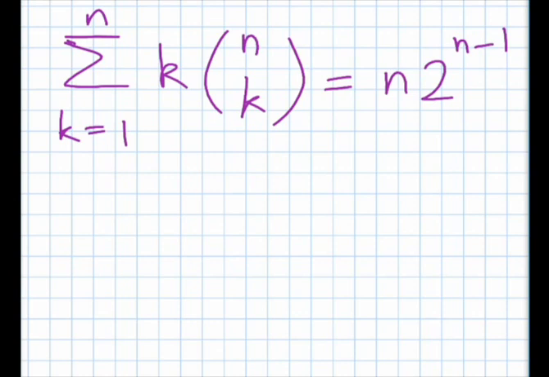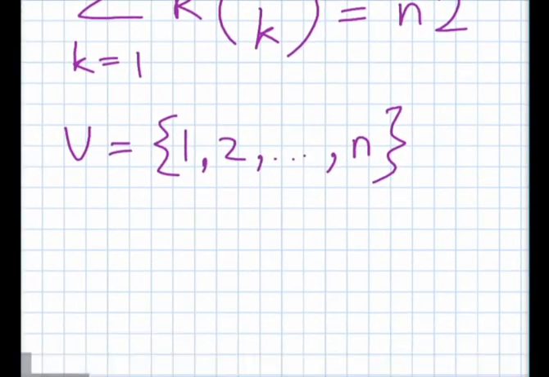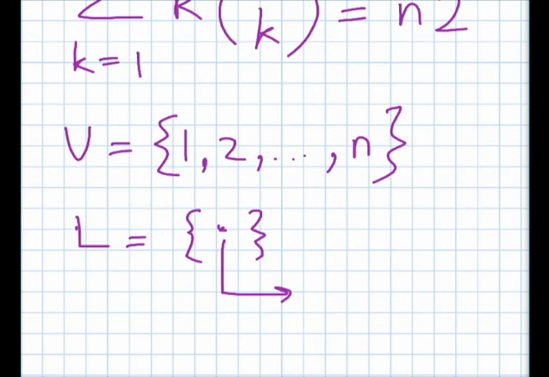Now let's say that we want to use counting techniques first. Let's say our universal set U is equal to all the integers from 1 up to n, and we have the task of choosing a set of one element from U, which is called the leader. This is only one element here. So the question is, how many ways can we choose the element of L? We can say n ways.